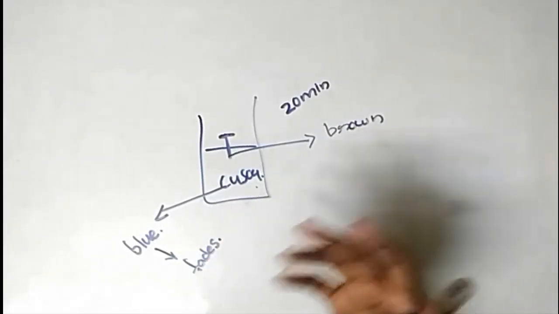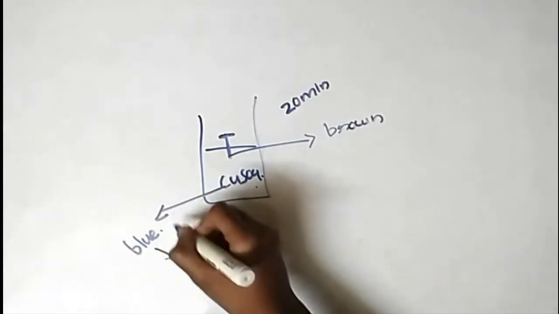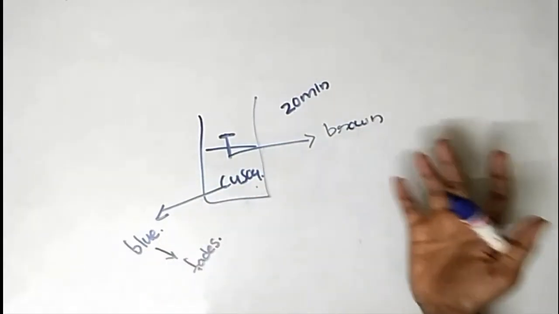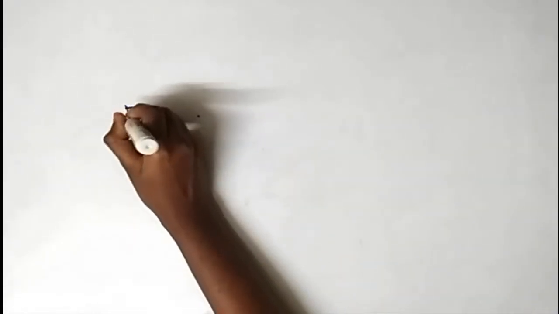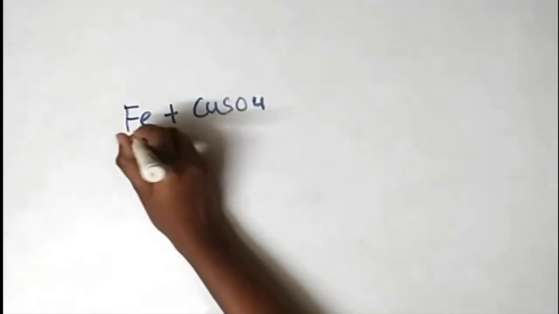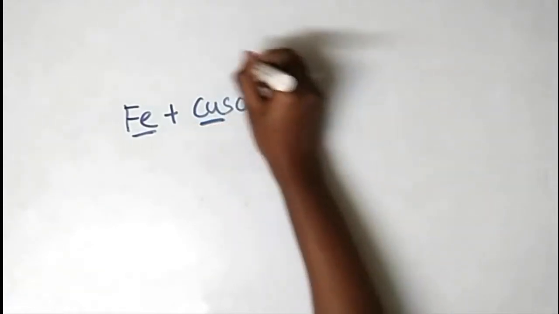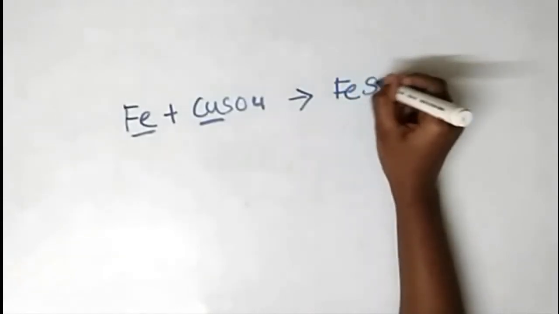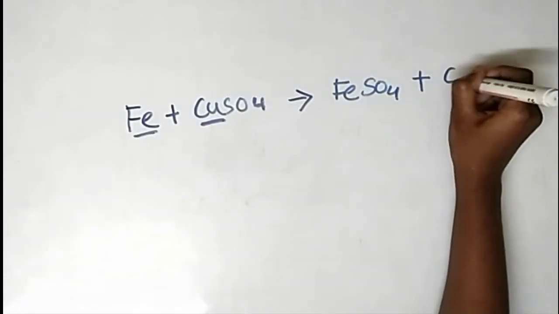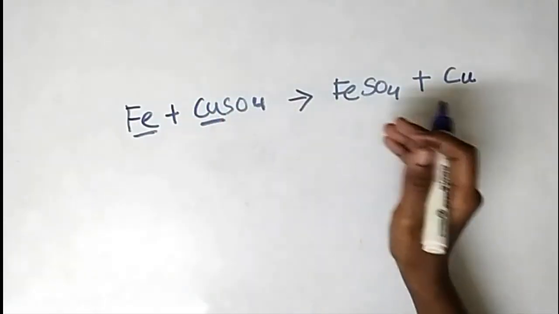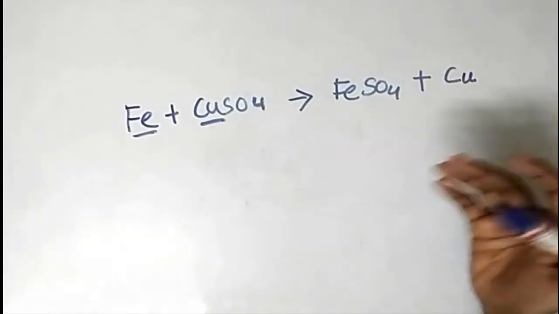Why do the color of the iron nail and the copper sulfate change? It is because iron replaces the copper in the copper sulfate solution. Let us study it in detail. When iron, Fe, is placed inside the copper sulfate solution, the iron displaces the copper and forms iron sulfate, FeSO4. The copper is displaced from the copper sulfate solution and iron sulfate is formed, and this results in the fading of the color.